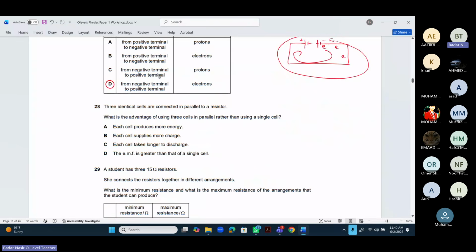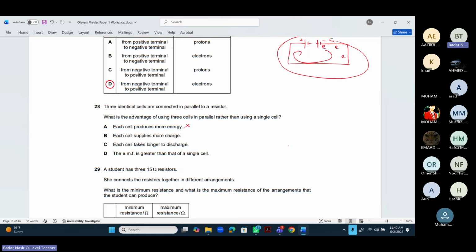Three identical cells are connected in parallel to a resistor. What is the advantage of using three cells in parallel rather than using a single cell? So each cell produces more energy? No.